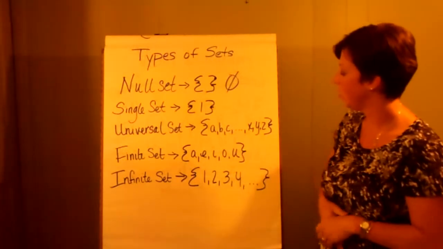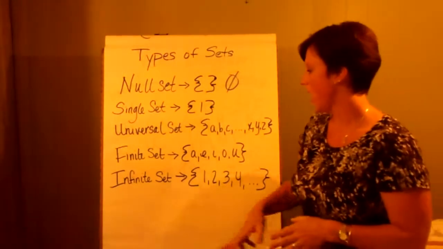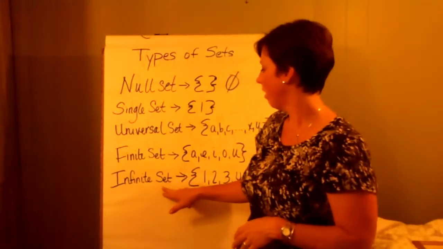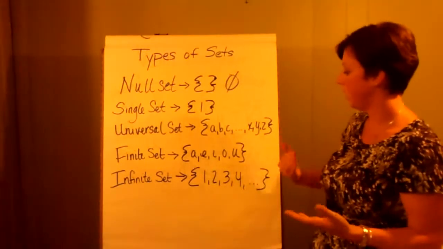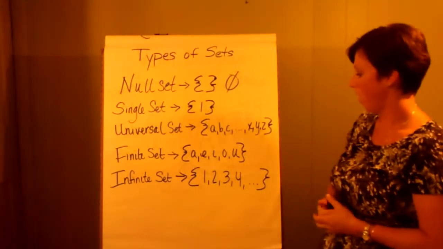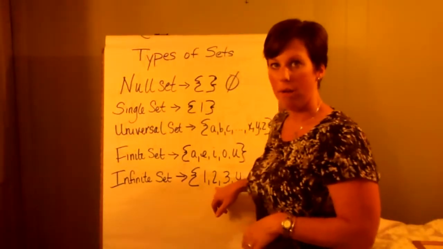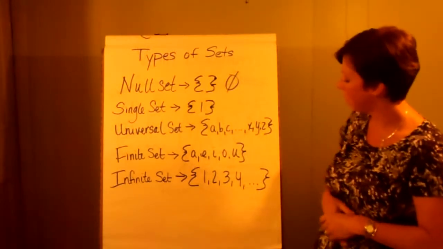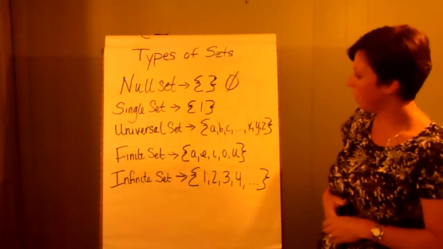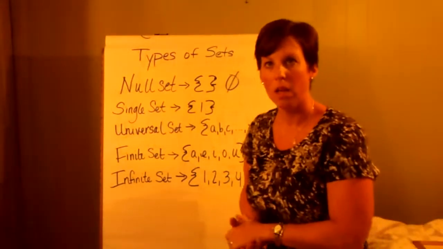We also have the finite set, which would be a maximum number of objects in the set. In this case, I used the vowels of the English language. And then we also have what we call the infinite set, which would be basically an infinite amount of objects. So I used, in this situation, natural numbers to represent an infinite set, because natural numbers obviously go to infinity.